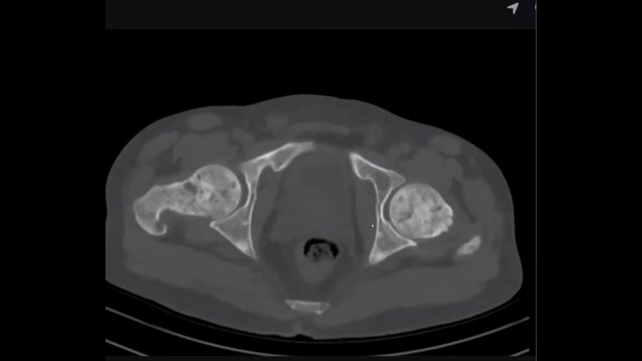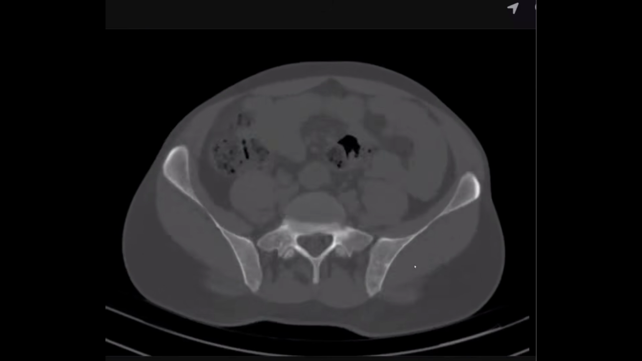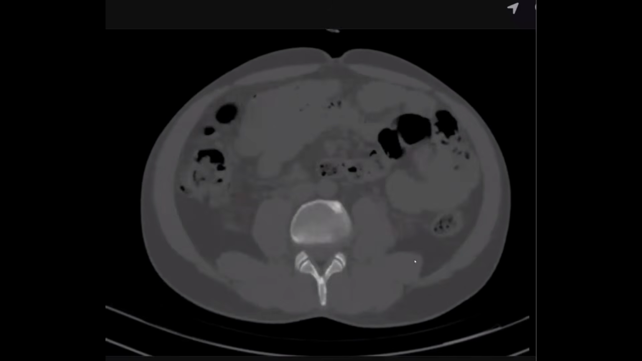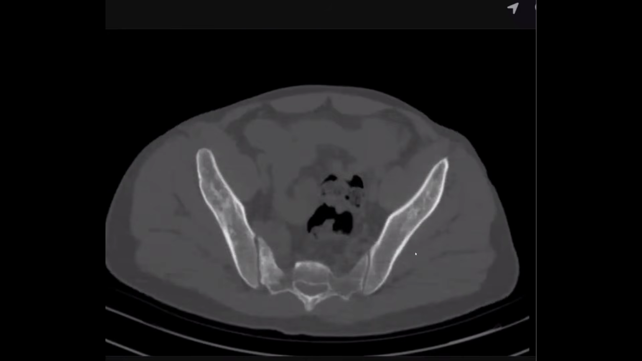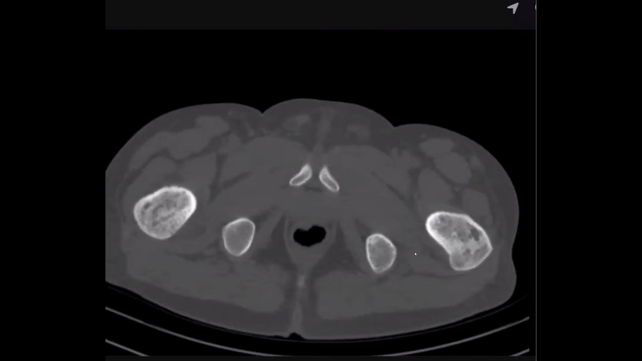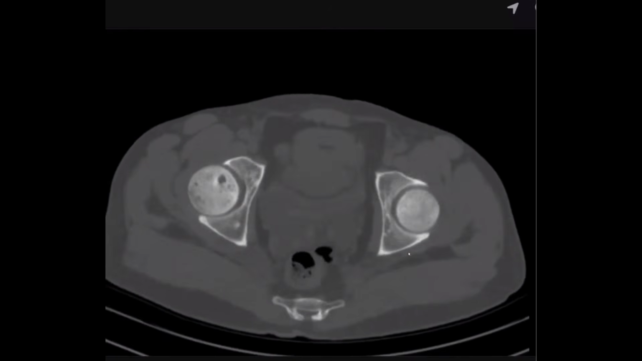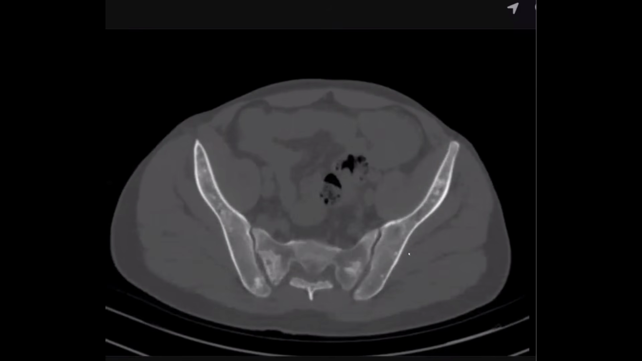Very nice. In the bones, I can appreciate that there are multiple lytic and some sclerotic lesions as well. So these are in keeping with Erdheim-Chester disease. And I can also correlate with the X-ray of the long bones.